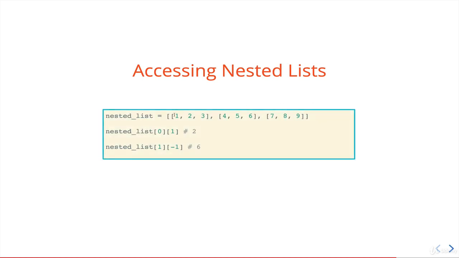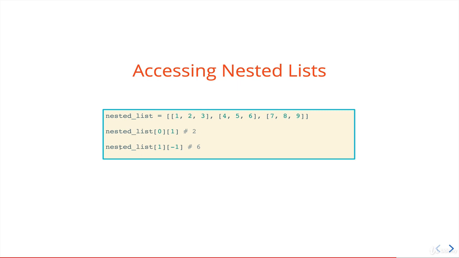So here we have a nested list, 3 items, and each item is another list of numbers, 1, 2, 3, 4, 5, 6, 7, 8, 9. So if I wanted to access this number here, I first have to access the outer list. So this is the 0th element of the main list. So I access nested list bracket 0. And then I add bracket 1, which will give me 1.